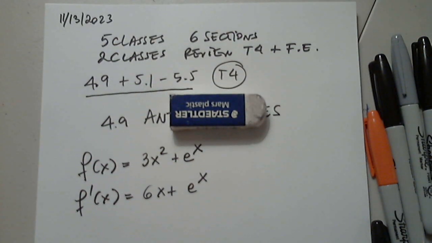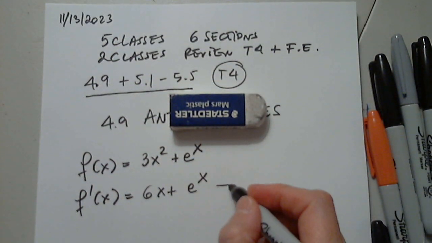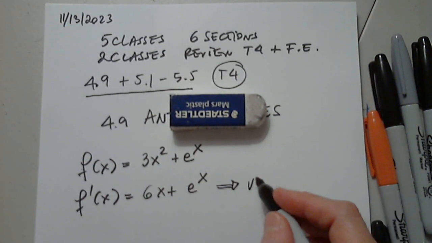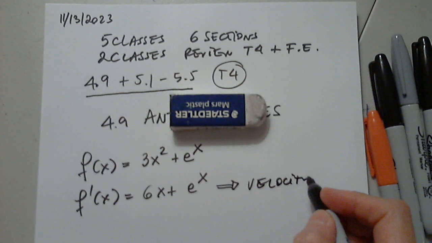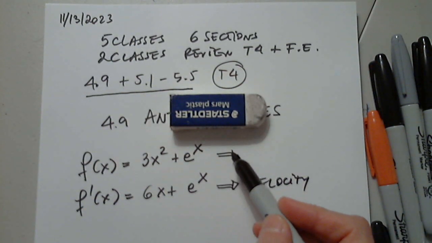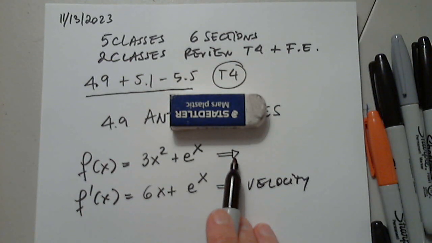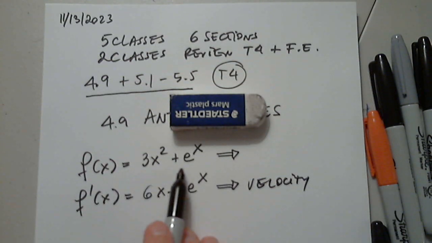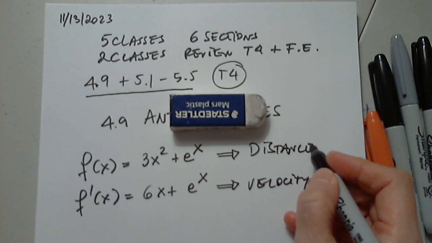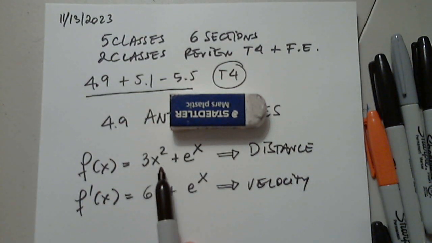Now, if it happens that this, let's say, is the velocity, what is this function? What does this function represent? Position? The distance, right? Yeah. So when I have the distance and I differentiate, I get the velocity.